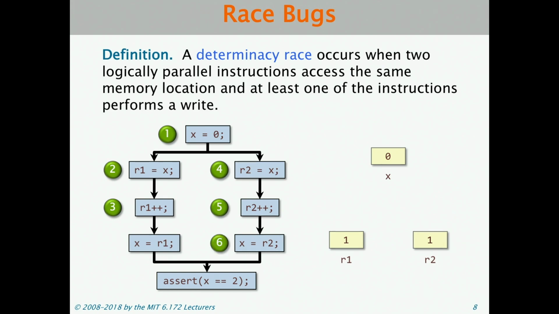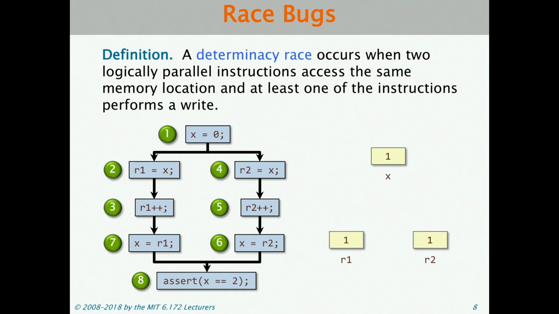Then let's say I write R2 back to x, so I place a value of 1 into x. Then when I execute x equal to R1, that is also placing a value of 1 into x. And finally, when I do the assertion, this value is not equal to 2, and that's wrong, because if you executed this sequentially, you would get a value of 2 here. As I said, the reason this occurs is that we have multiple writes to the same shared memory location, which could execute in parallel.